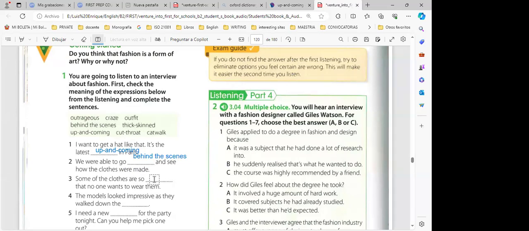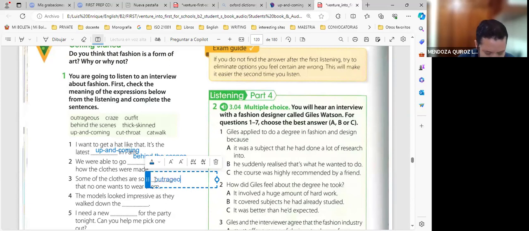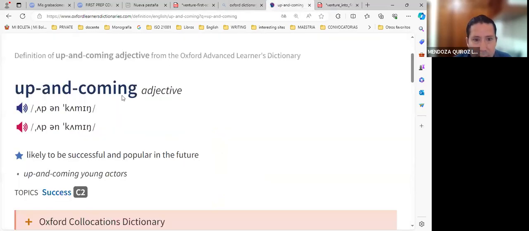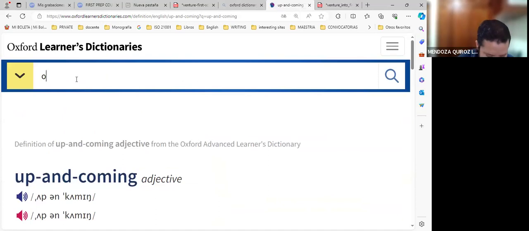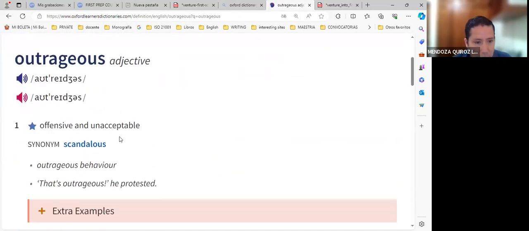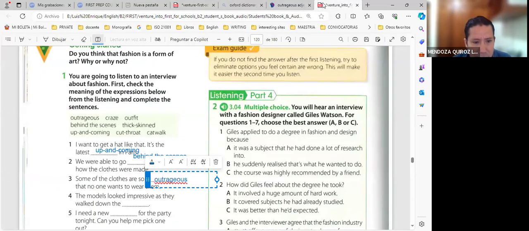Outrageous. Some of the clothes are so outrageous that no one wants to wear them. What is the meaning of outrageous? Outrageous: scandalous, offensive, and unacceptable. For example, outrageous behavior, offensive, no? Outrageous clothes here in the book, scandalous, right?